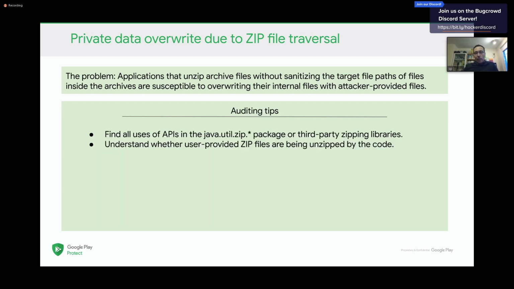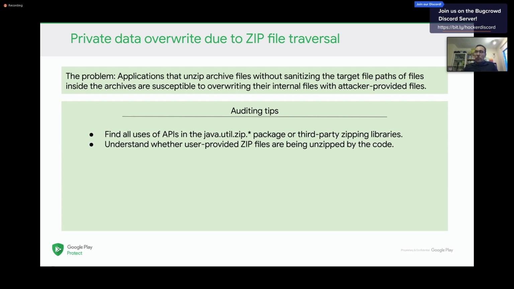So how do you audit that? Luckily, there's a standard API that you can search for in whatever application you look for. It's java.util.zip. There's also a couple of third-party zipping libraries. A little bit of open source reconnaissance can help, looking at GitHub, what's popular there. And then understand if your application is in any way loading user-provided zip files.